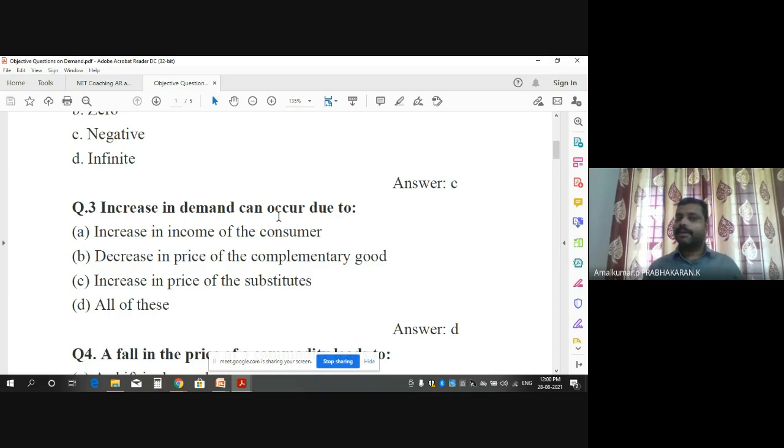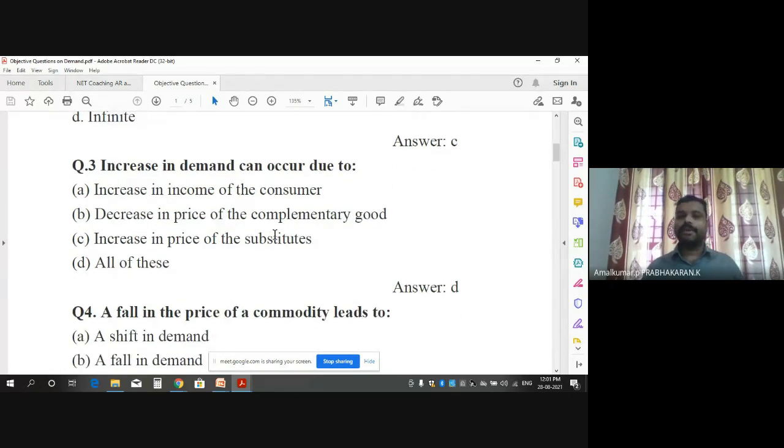So all of these increase the demand for a particular product. An increase in demand can occur due to an increase in the income of the consumer, a decrease in the price of complementary goods, and an increase in the price of a substitute.